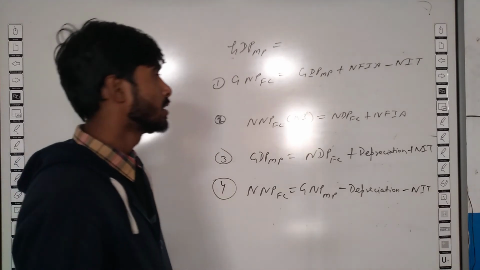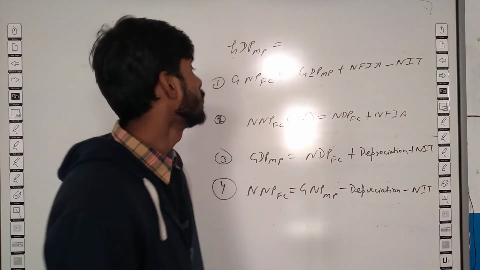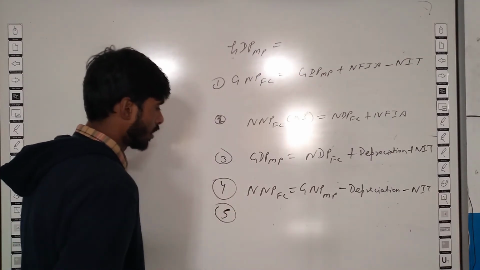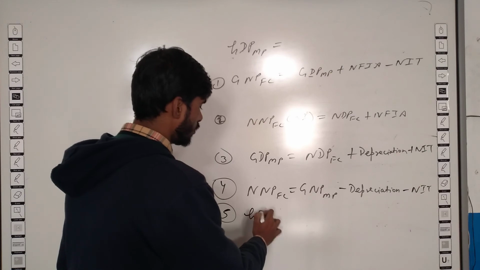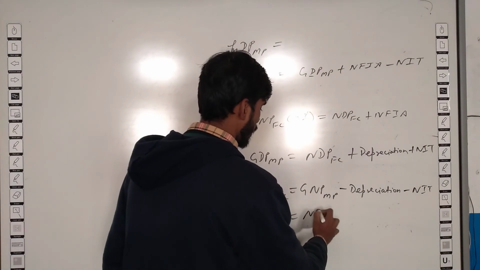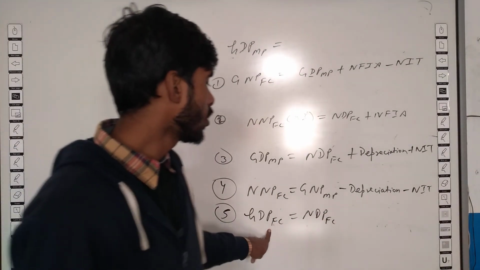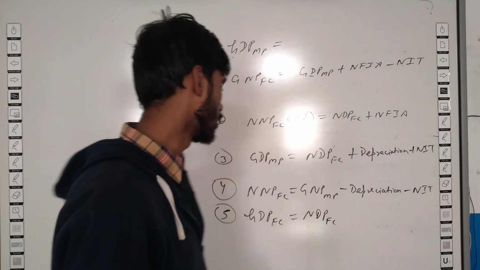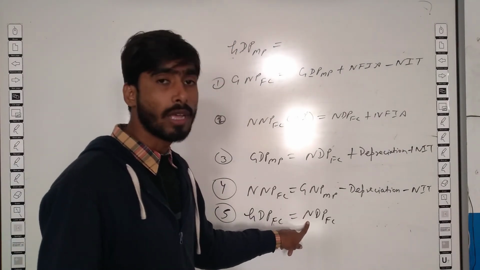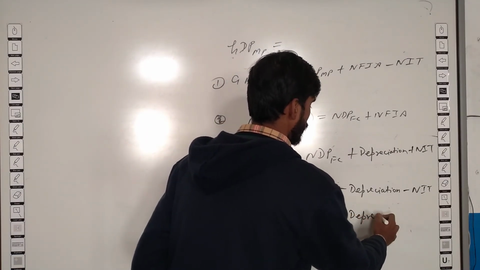These three conversions work like this to convert the different components of national income from each other. Now suppose we want GDPFC from NDPFC, gross domestic product at factor cost, and it is net domestic product at factor cost. We want the value of gross and here the value is given net. We will add depreciation because gross is equal to net plus depreciation.